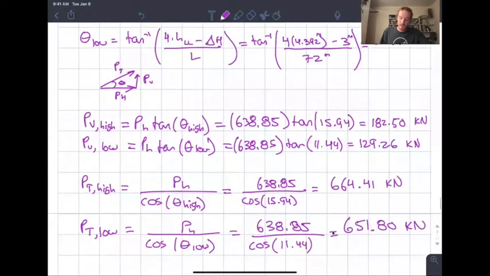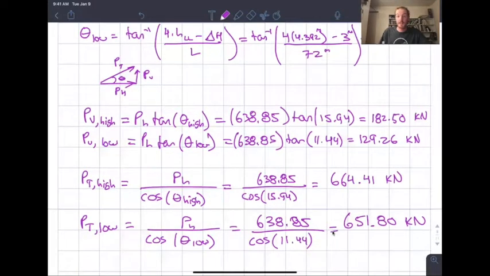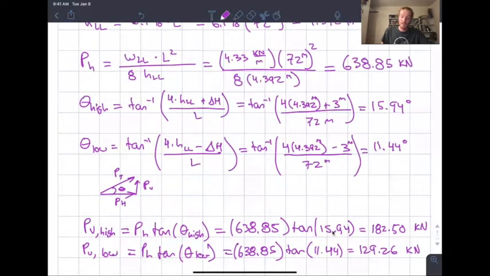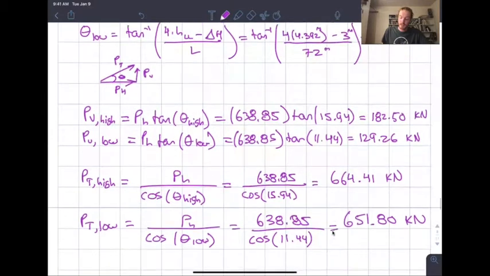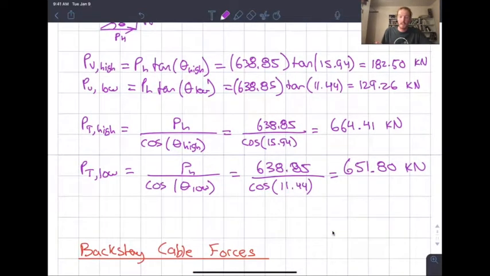As we've been calculating these forces, what do we notice is the difference between the high side and the low side? We see that on the high side, our forces are a bit larger than on the low side, right? We have 182 kilonewtons versus 129 for the vertical component. And then the total force, they're closer together because the horizontal component really dominates. Yet we still see that difference. So it's just something to note that on the high side of your bridge, you have higher forces, for at least the geometry that I'm describing here.